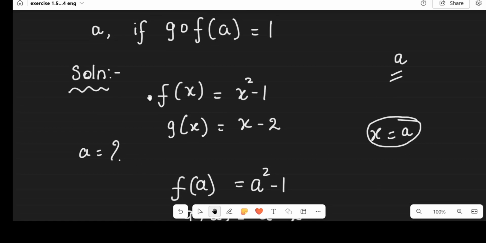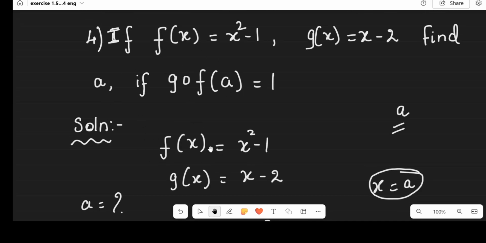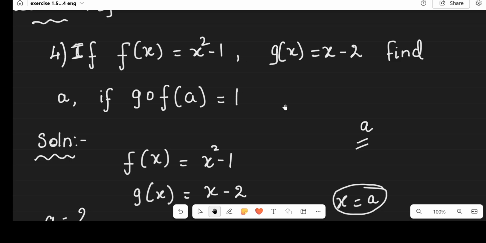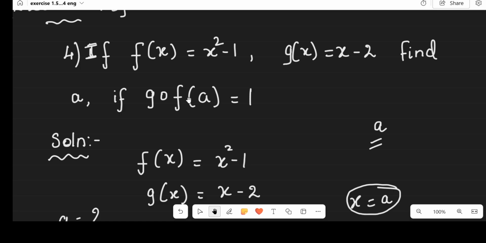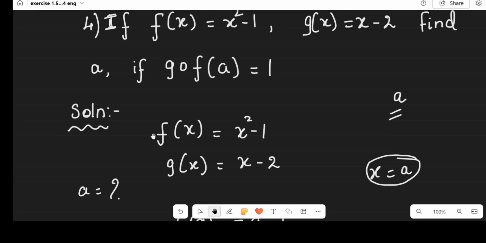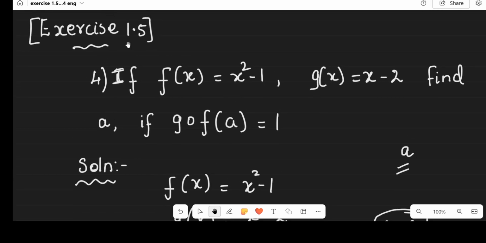This much I had in this video. This problem is very easy if you understand the basic concept of composition of function. The question is something different, that is, we should put a instead of x. In all the previous problems, we have used only the letter x. Here we should use a. Why? Because we need to find the value of a, and also f of a equals 1 is given. This is the answer of exercise 1.5, fourth problem.